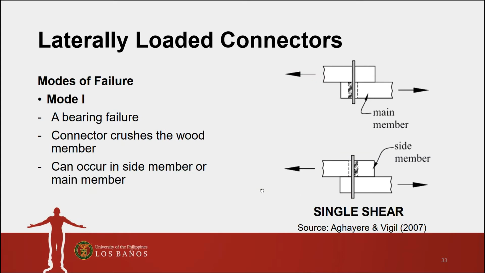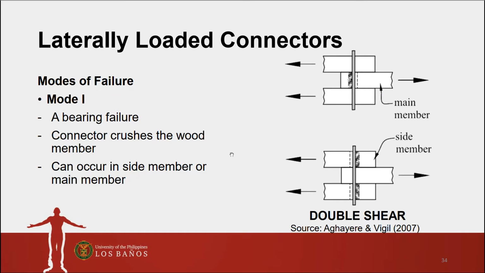Okay, so we had different modes of failure. Currently we have here Mode 1, which is a bearing failure. It occurs when the connector crushes the wood member. It can occur both in side members or in the main member. As you can see here in the figure, the wood is crushed in the main member, while in this part the wood is crushed on the side member. It can also happen in three-member connections. You can see here the wood in the main member is crushed, and the wood in the side members is crushed.